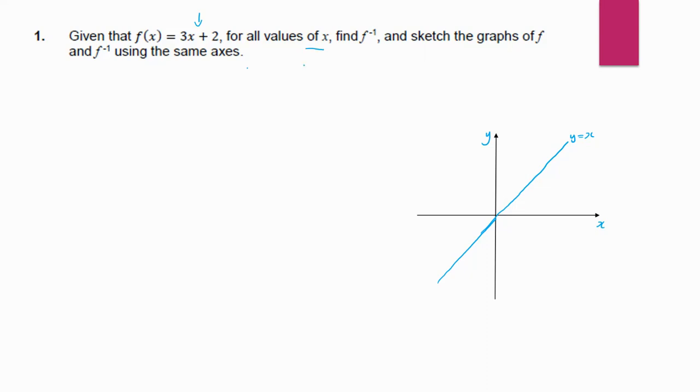Now, it says for all values of x. So for f of x, the domain is all values of x, so from minus infinity to infinity. As it's a linear function, when you substitute in minus infinity here, we're going to get 3 lots of minus infinity plus 2. So just minus infinity and the same the other way. So the range is from minus infinity to infinity.